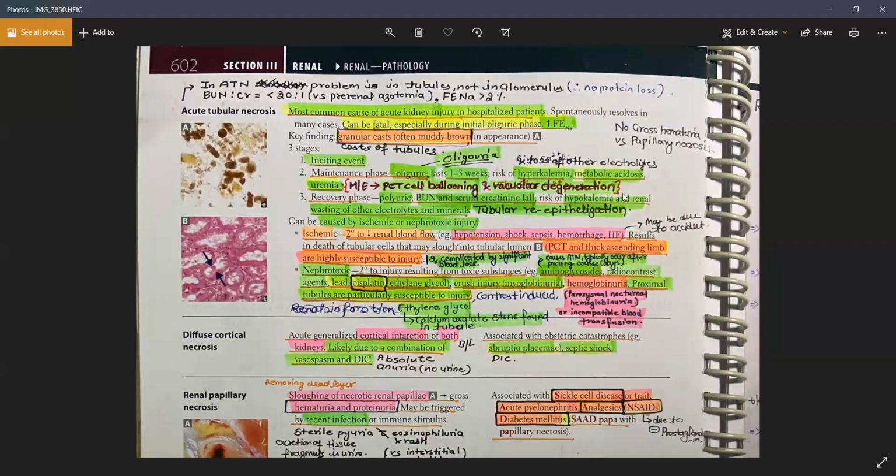You will have hypokalemia now. Instead of hyperkalemia, you will have hypokalemia because the tubules cannot reabsorb anything. All the electrolytes, including sodium, calcium and potassium, will be lost from my body.